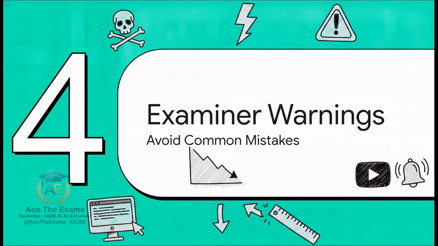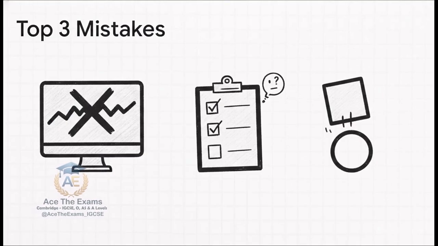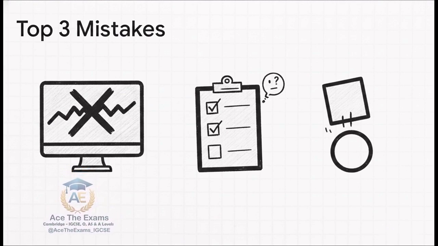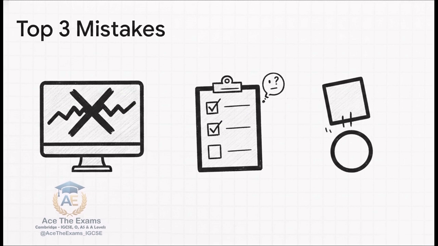Let's get right back into Section 4, Critical Examiner Warnings. Pay very close attention here. These are the top 3 mistakes extracted directly from the principal examiner reports. Mistake number 1, students completely forget to include the proper format when writing out CLI elements. They miss slashes, they ignore case sensitivity, and they instantly lose easy marks.